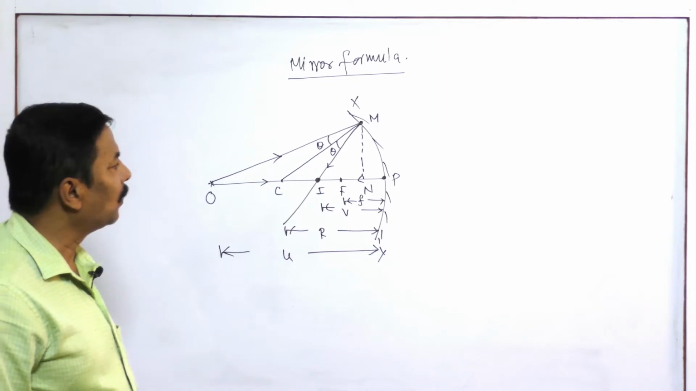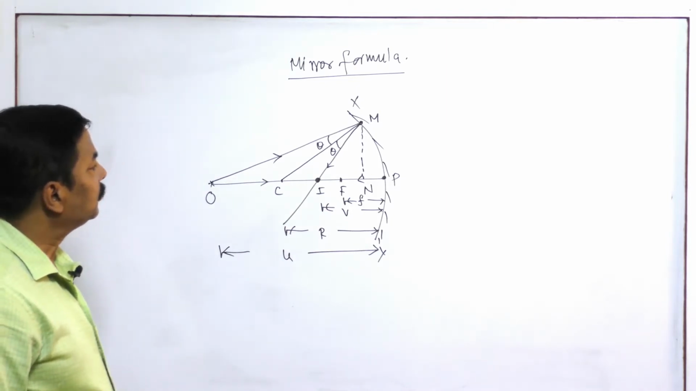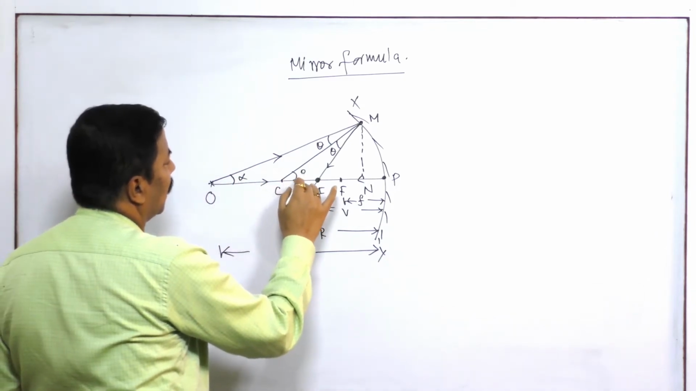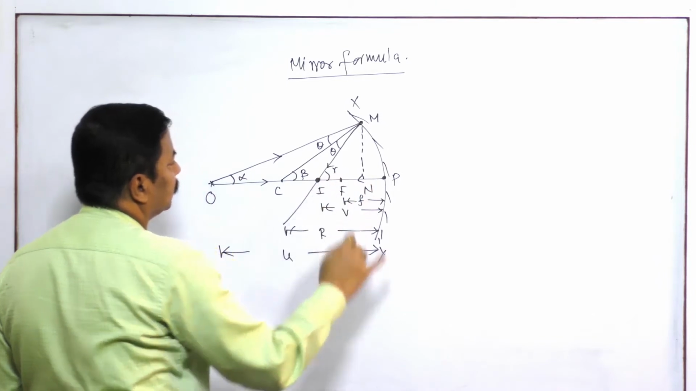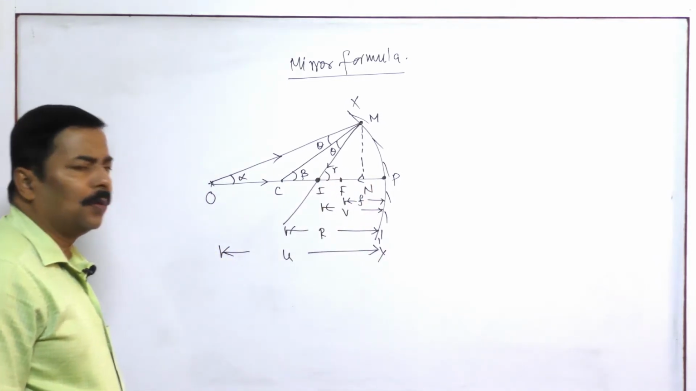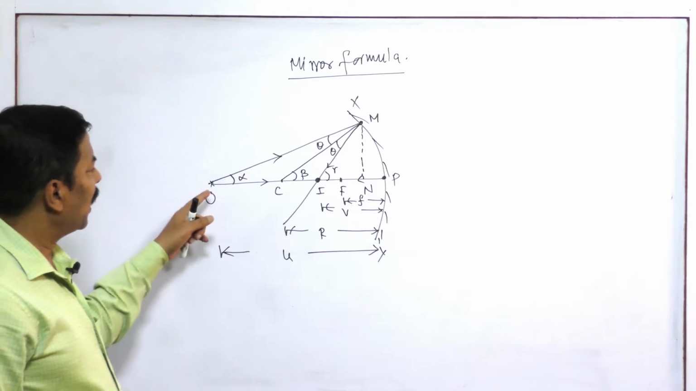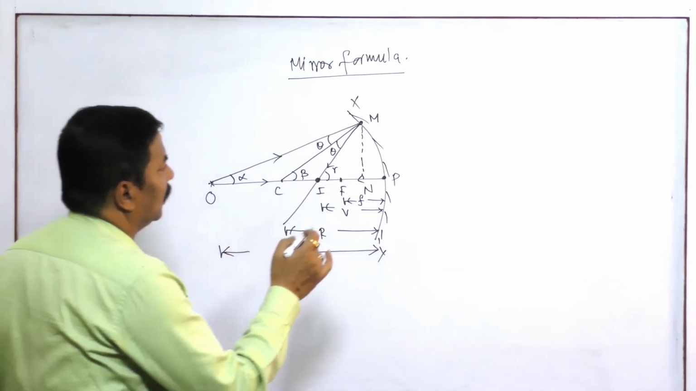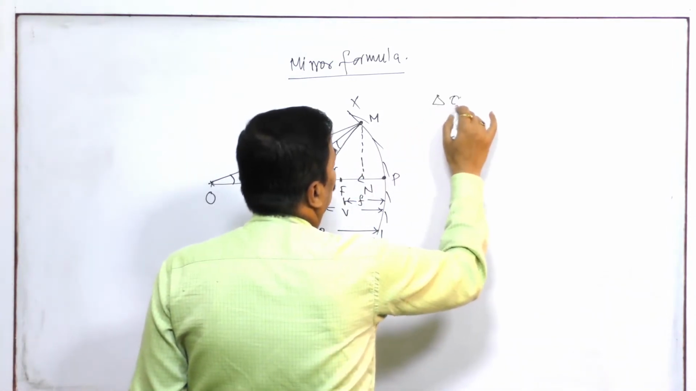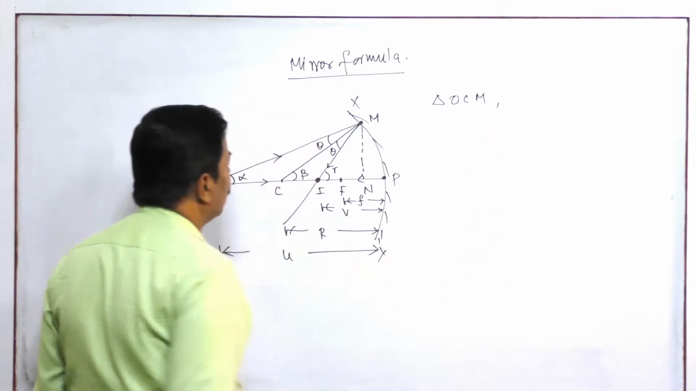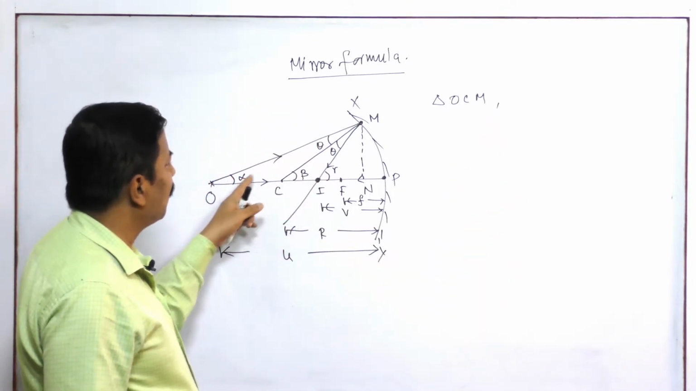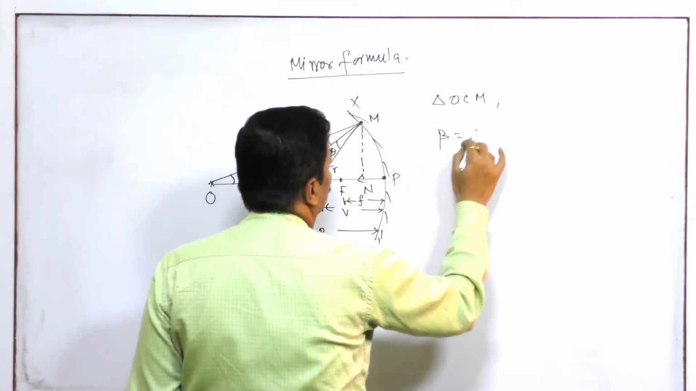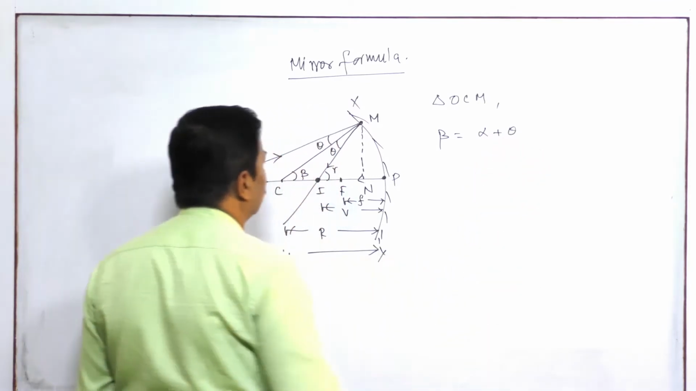Point object we have considered; we can do it for an extended object also. Now, I consider this angle as alpha, this angle as beta, and this angle as gamma. In triangle OCM, beta is equal to alpha plus theta, by the exterior angle theorem. So beta = alpha + theta.